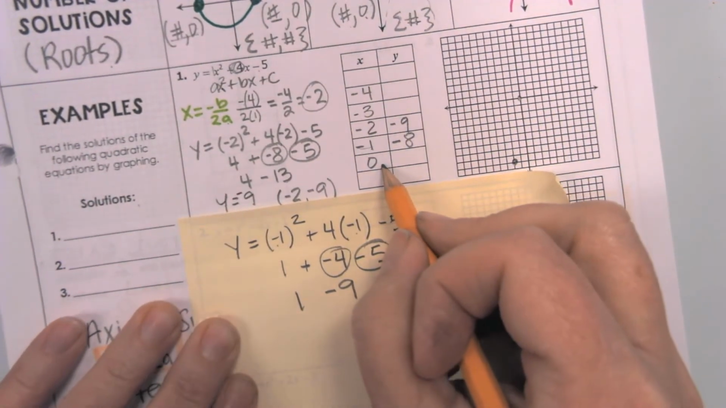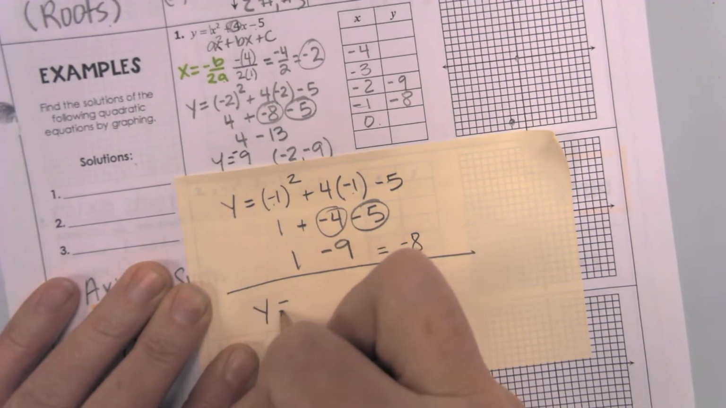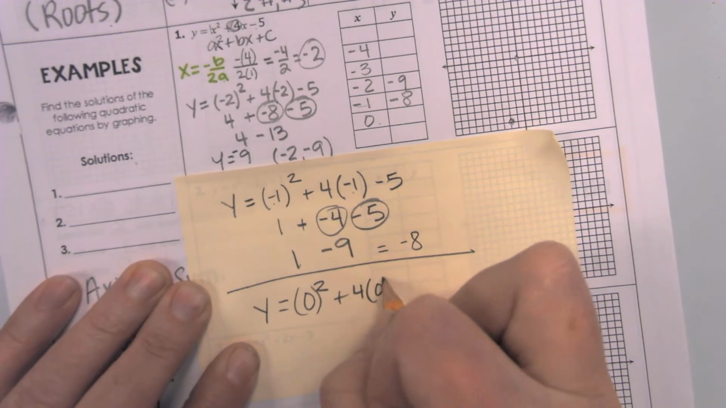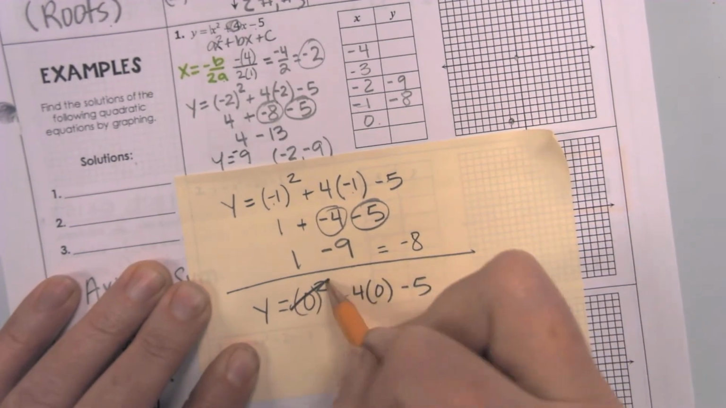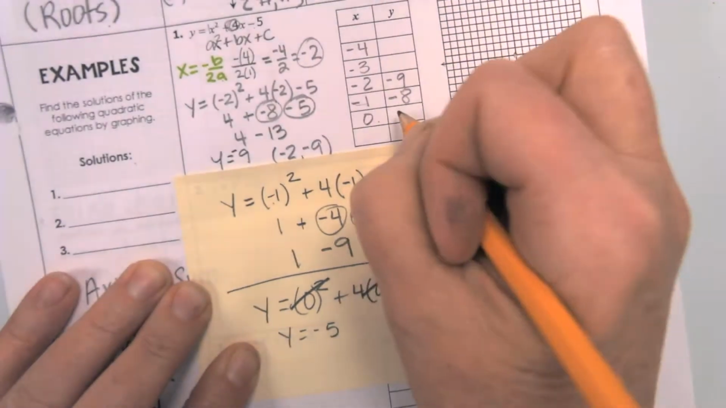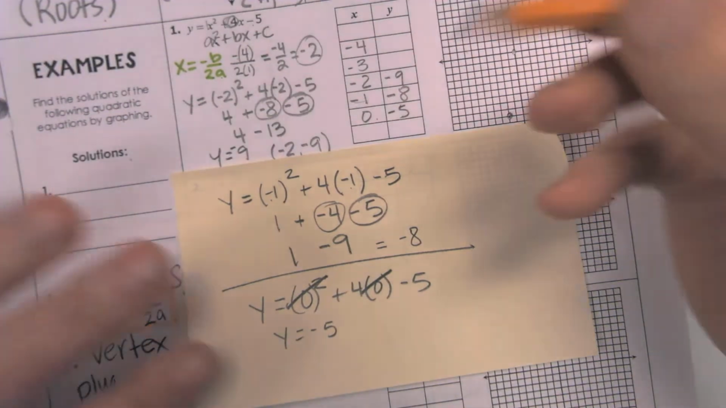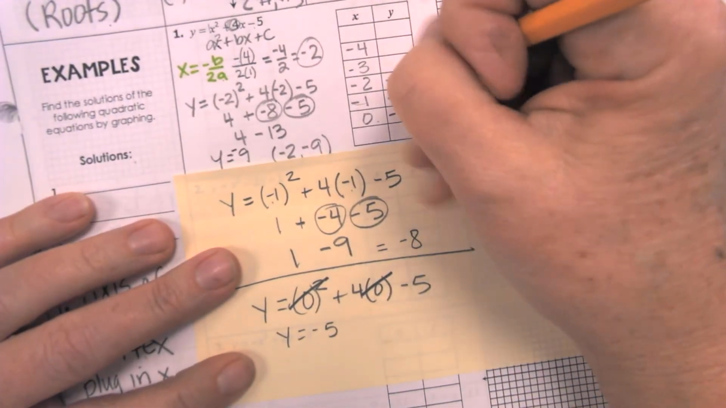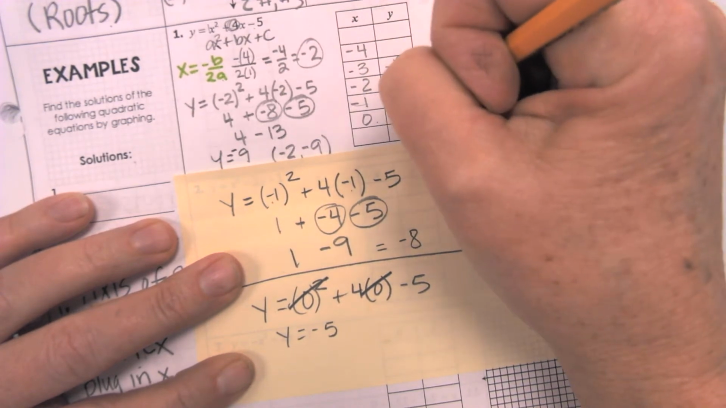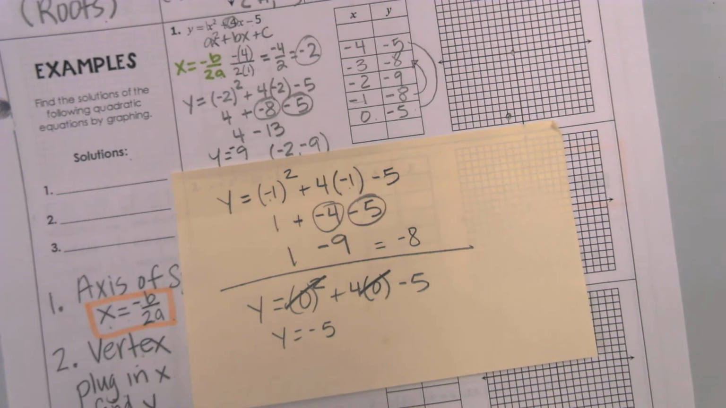Now zeros are cool because as soon as I plug in my 0, y equals 0 squared plus 4 times 0 minus 5. Those all disappear. And y equals -5. Now, like I said, once I figure these out, they actually reflect up. So this one becomes -8, and this one becomes -5. Kind of cool like that.